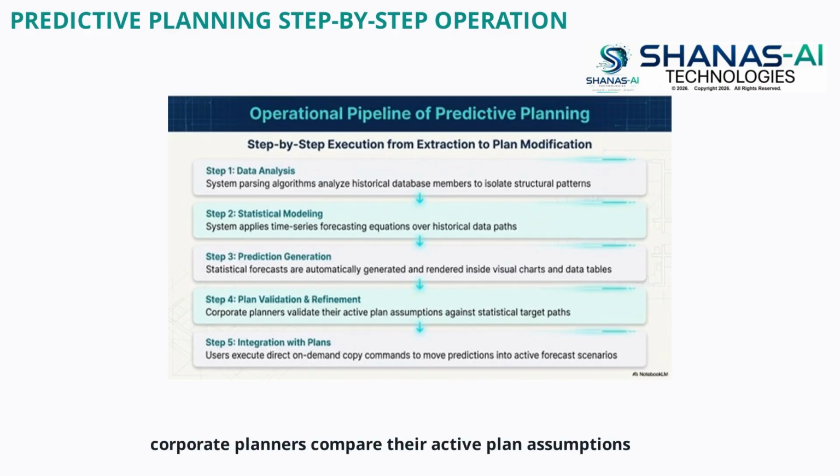Fourth, corporate planners compare their active plan assumptions against these statistical targets to check for realism. Fifth, users run direct copy commands to move the system-derived predictions into active forecast layers.